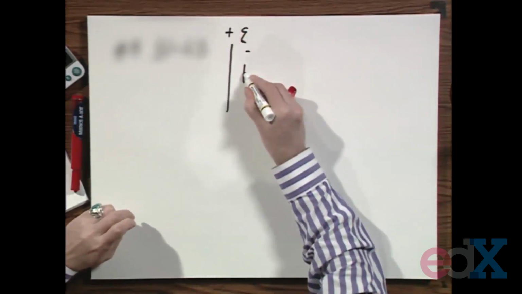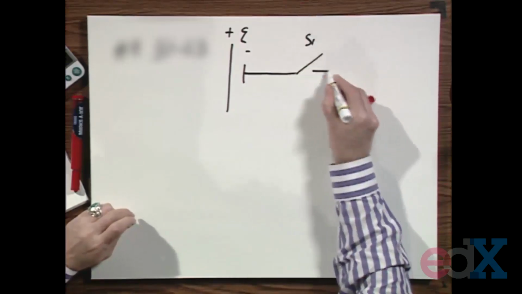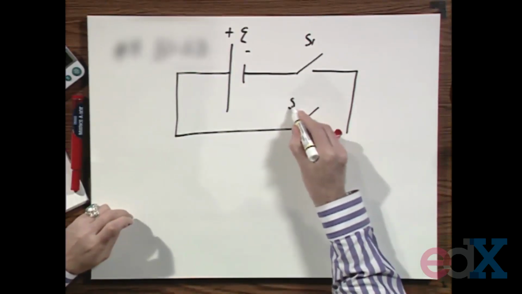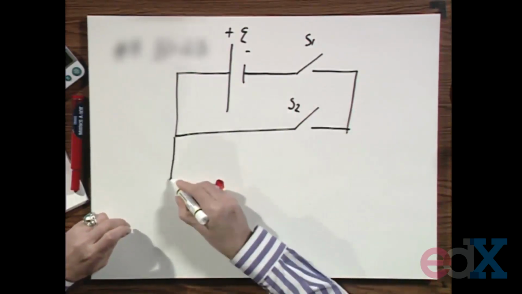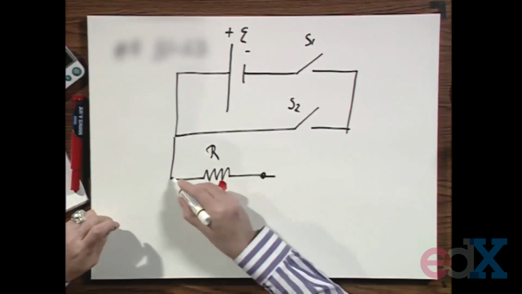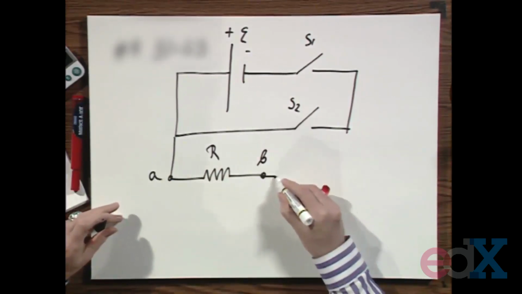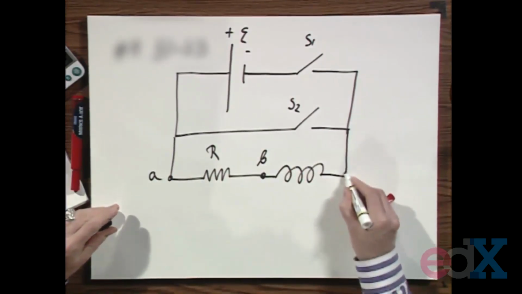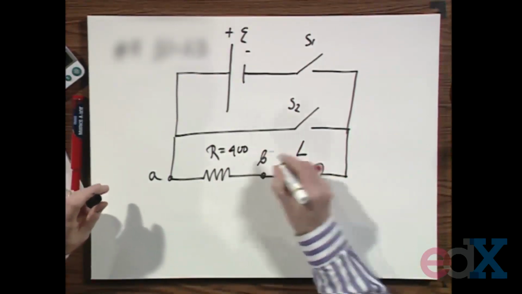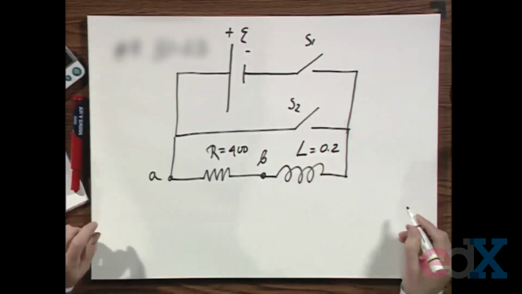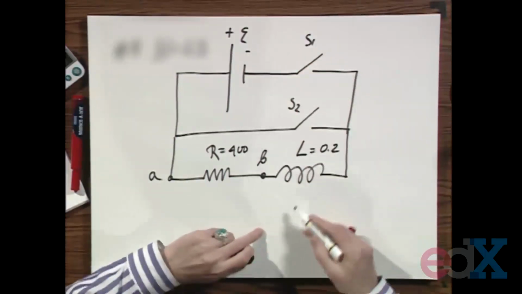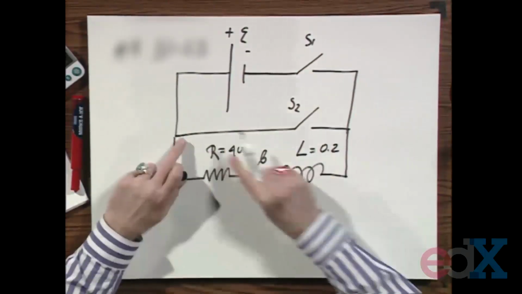Plus, minus, a switch S1, switch S2, resistance R. This point is called A, this point is called B. The self-inductance, which we now understand, we call a solenoid a self-inductance. The R was 400 ohms, and the L had an SI value of 0.2, in units of Henry. I close S1, the current will increase through this circuit, nothing through here.